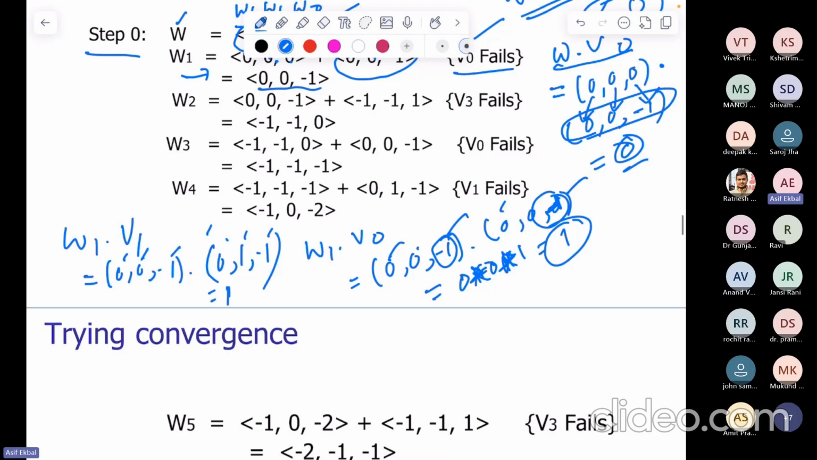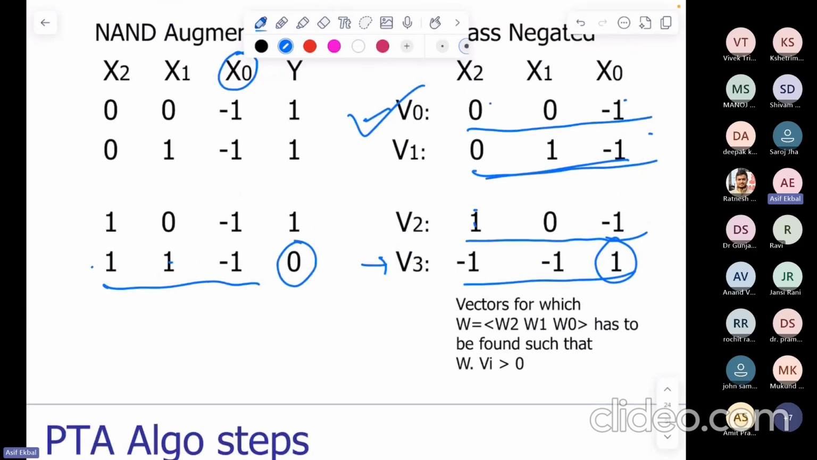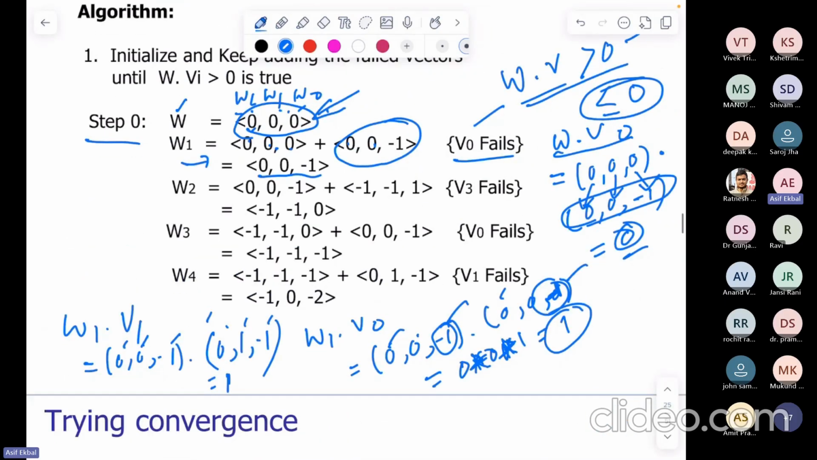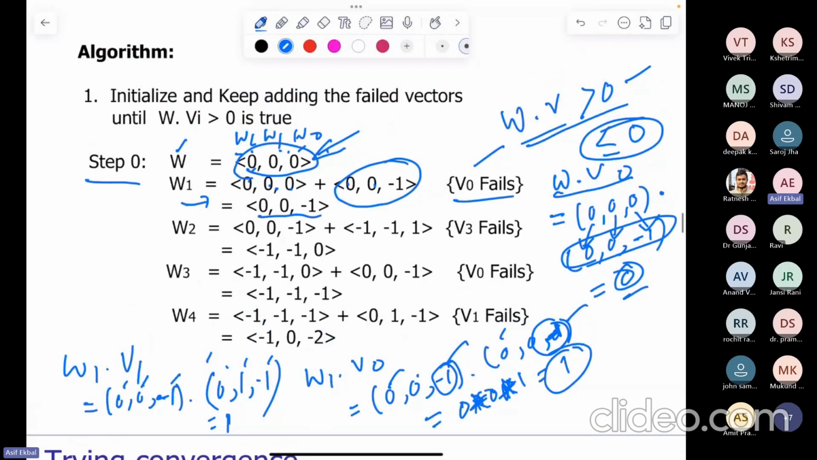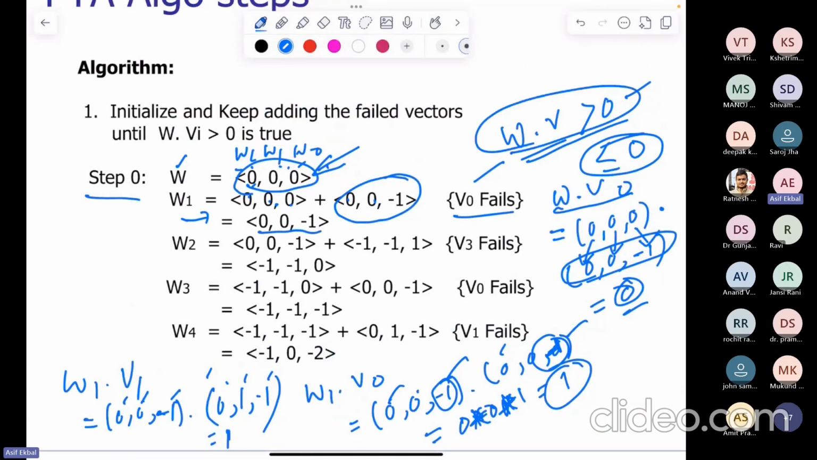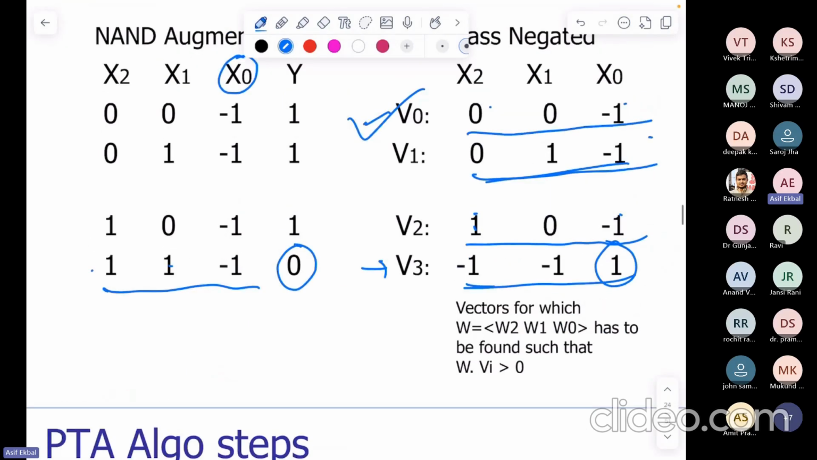Then you go to V2. V2 is this 1 0 -1. This will also not fail. Because if you multiply with this -1, it will be -1 into -1. Ultimately, you will get a +1. +1 means it is becoming greater than 0. It is not failing. But when you come to this now, V3, right?